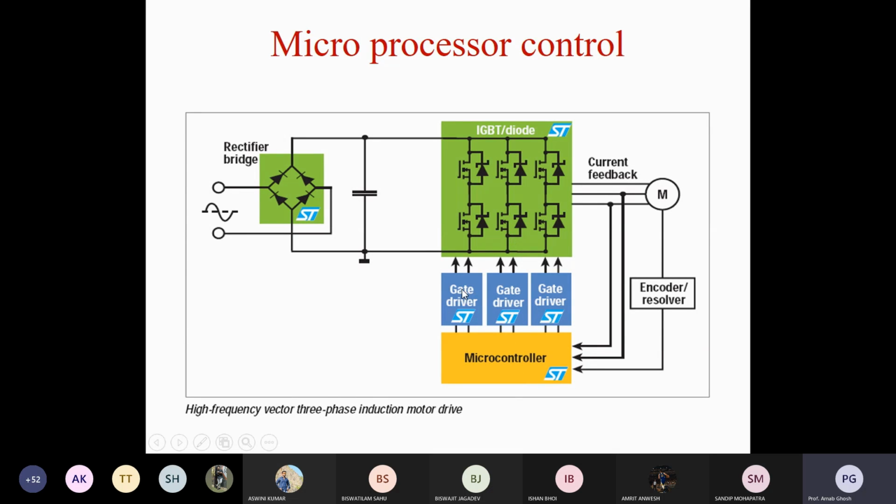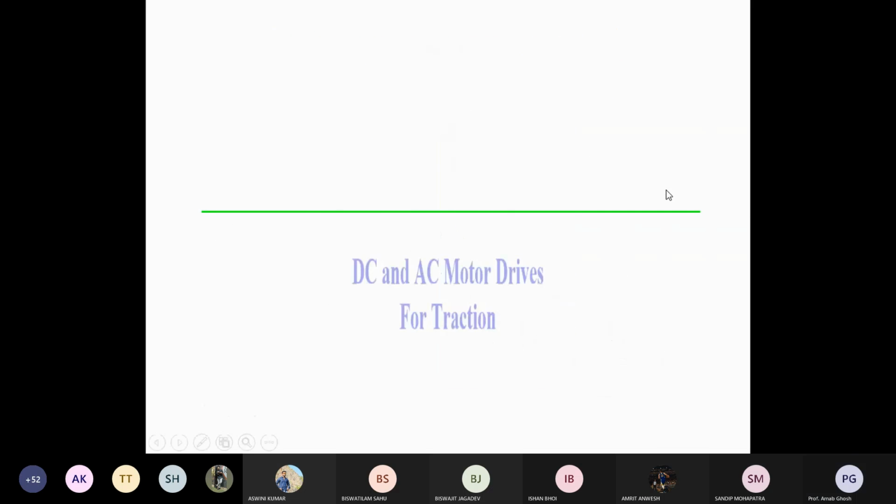So six gate pulses are required to drive the IGBT module. Six pulses are there, and that is called the gate driver. All of those go to the gate drivers and you feed over it. That's the process for the microprocessor or microcontroller control of the DC, control of the traction motor. It is an induction motor.